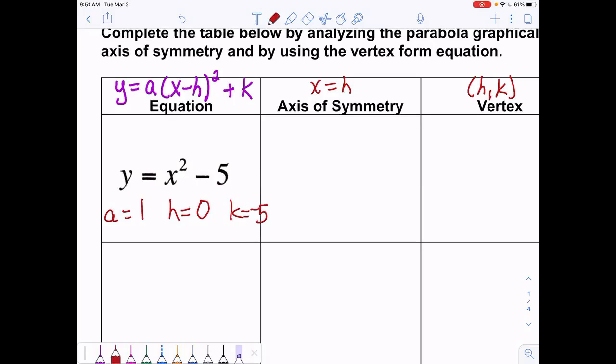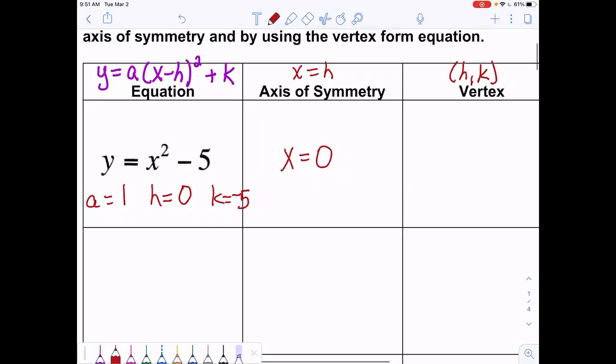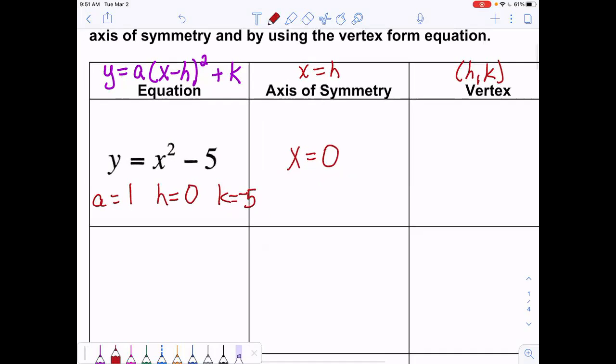So now we're going to do the axis of symmetry. And you're going to just write this in. This part isn't matching. We're just filling in some information. That's supposed to be x equals h. Well, Bill, what is h in this case? 0. So our axis of symmetry is x equals 0. Our vertex is supposed to be h comma k. Bill, what would the vertex be in this problem? 0, -5.